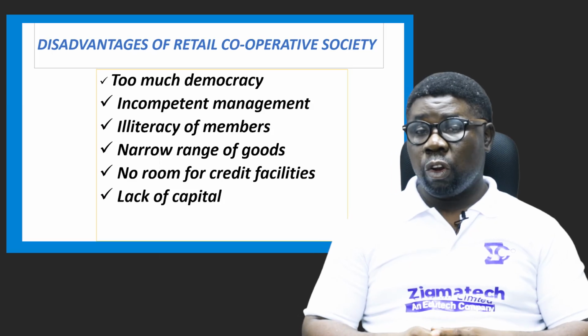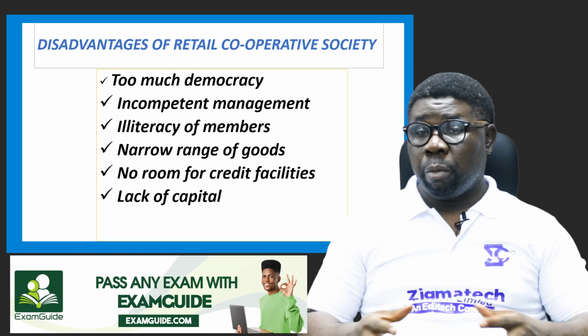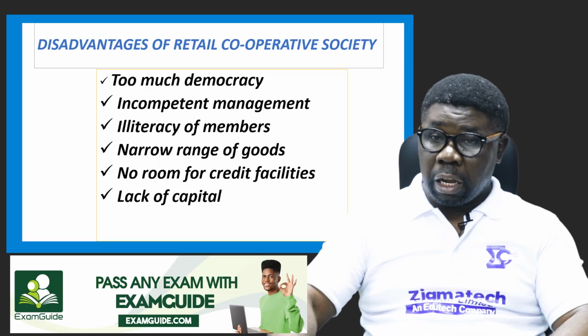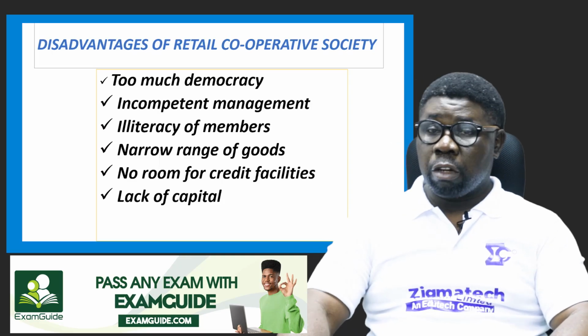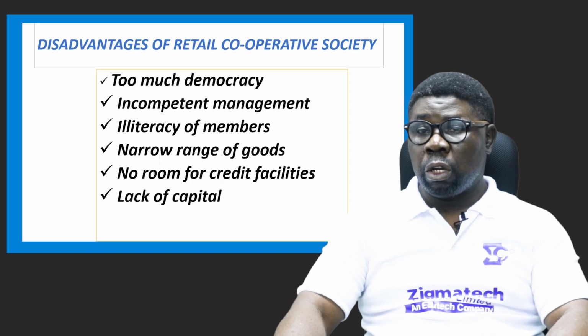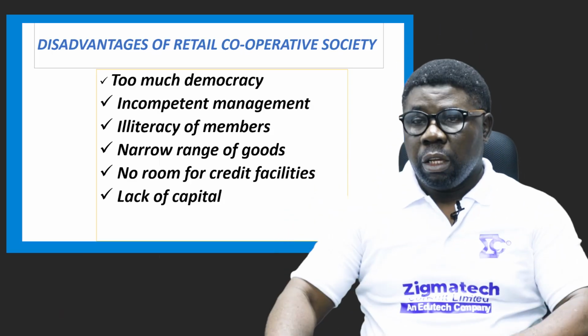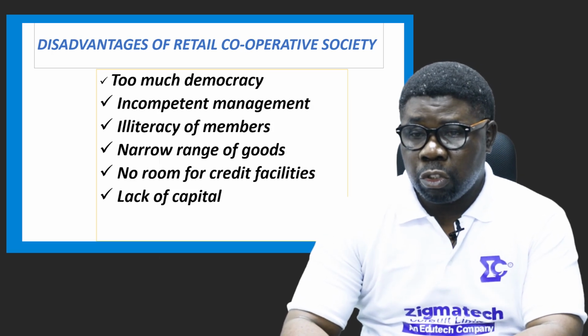There's a lack of capital. They don't have adequate capital to expand. They are limited by the contributions of members. So that is enough limitation. So they cannot get much from outside. Yeah, so they have limited capital to expand as much as they should or they want to. So these are the understandings that we should have based on the large-scale retail trade.